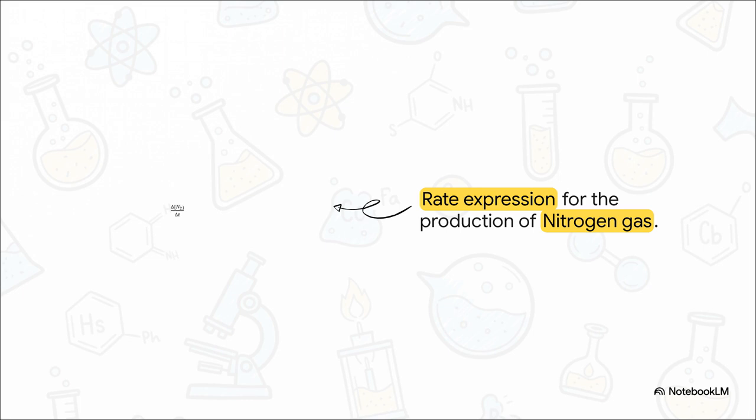If we want to express the speed of this reaction specifically in terms of nitrogen gas, which is our product, we look at the change in its concentration, represented by that delta symbol, over the change in time. Since nitrogen is being produced, its concentration is going up, meaning the mathematical expression is positive. It's a really simple ratio that tells us exactly how fast our chemical factory is running.